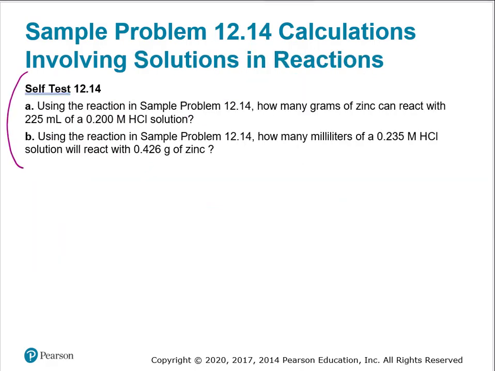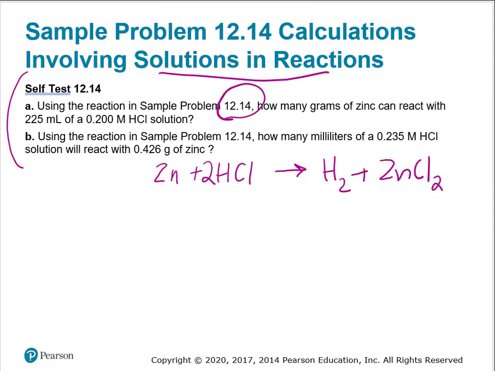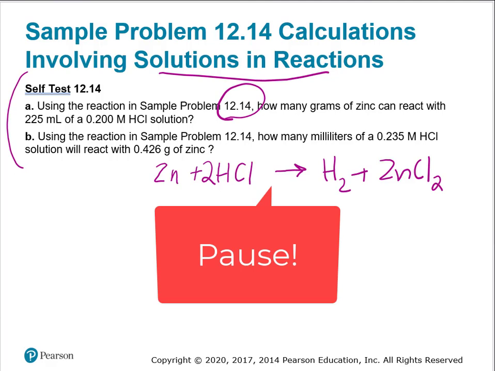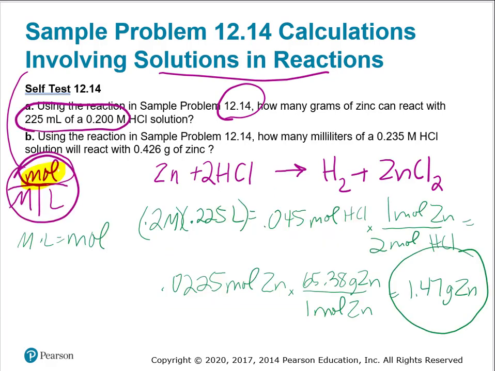Here are two more problems looking at solutions and reactions. Here's the equation that it's referring to in 12.14. That will help you with this. The first thing I asked myself was, what am I given? And I was given 225 milliliters of a 0.2 molar hydrochloric acid solution. So I'm given a volume, but I need my volume in liters. So I put that 225 milliliters into 0.225 liters.